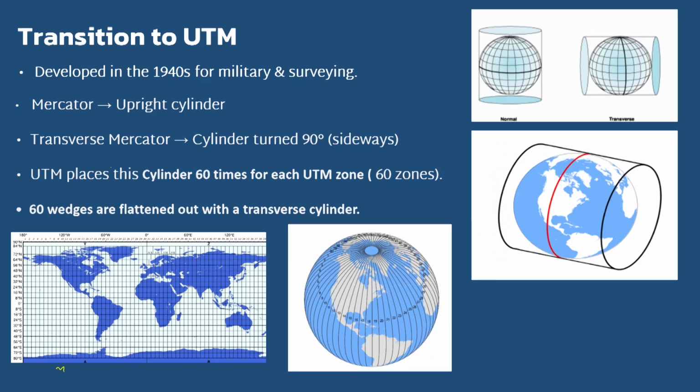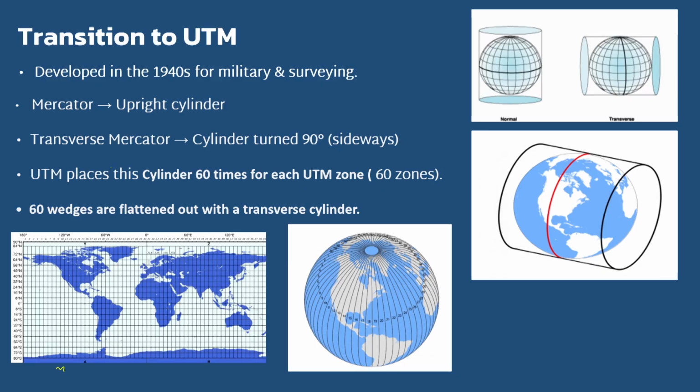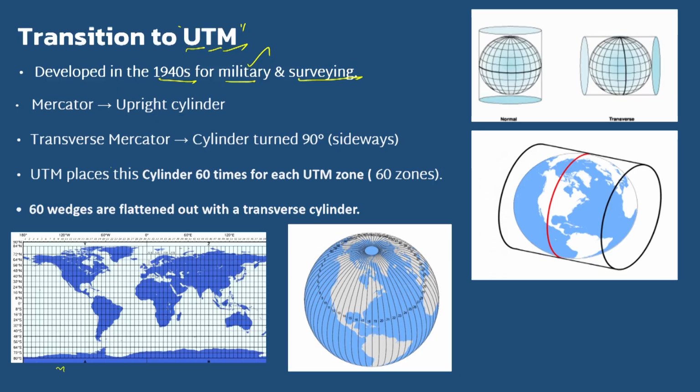Transition to UTM projection. In the previous slide we have seen some limitations of Mercator projection. So, how can we overcome these limitations? The Universal Transverse Mercator came into the picture. It was developed in the 1940s for military and surveying purposes. When I say military, you need accurate distance measurement for moving troops from one place to another, so distance calculation needs to be done. For that we need an appropriate projection system. For surveying, land measurement and total area calculation, the UTM projection is very helpful.